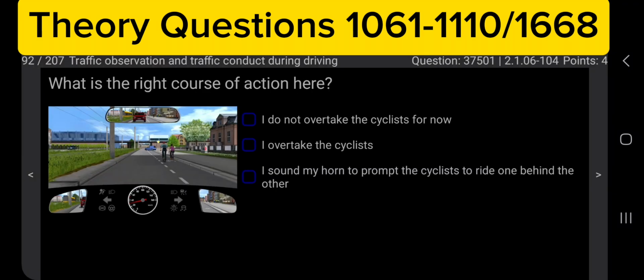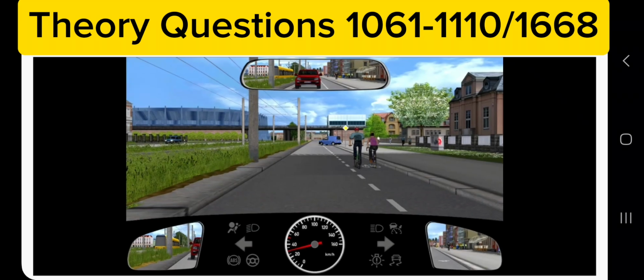I do not overtake the cyclists for now. I overtake the cyclists.